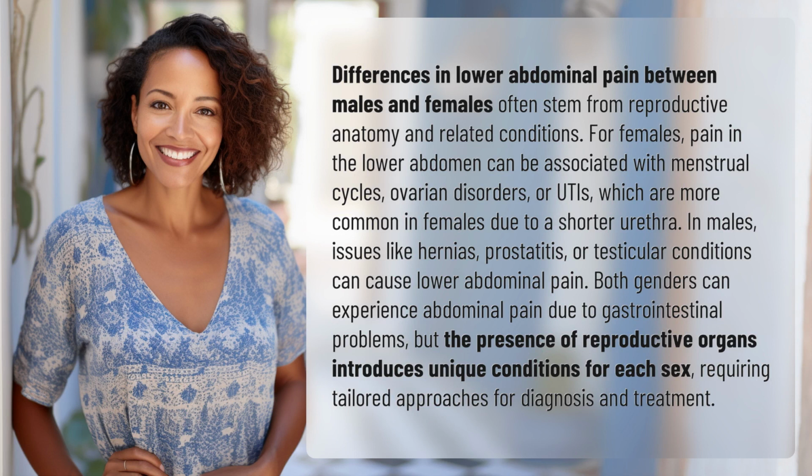Differences in lower abdominal pain between males and females often stem from reproductive anatomy and related conditions. For females, pain in the lower abdomen can be associated with menstrual cycles, ovarian disorders, or UTIs, which are more common in females due to a shorter urethra.